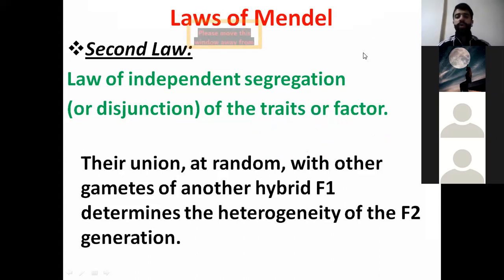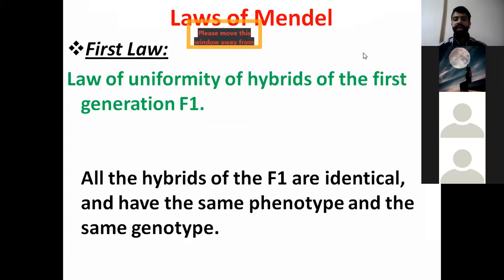So till now, we discovered two laws. The first law, law of uniformity of the first generation. What is the meaning of this? Meaning that all the F1 are uniform. They are identical. They have the same phenotype and the same genotype. Where do we have this law? P to F1, so we have it only in the F1. This is the first law. You have to study the law and its explanation.